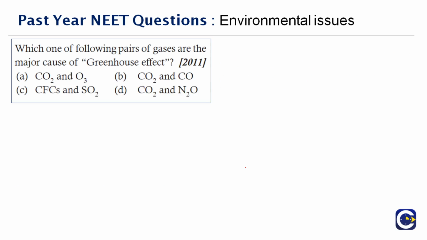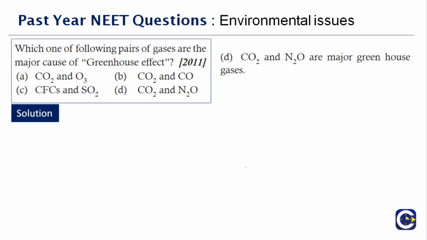Next question here. Which one of the following pairs of gases are the major causes of greenhouse effect? You have to identify. One is carbon dioxide, that is there for sure. What is the other? The other one is nitrous oxide, which is option D. Carbon dioxide and nitrous oxide are the major greenhouse gases which have increased in recent days, which plays a major part in global warming.